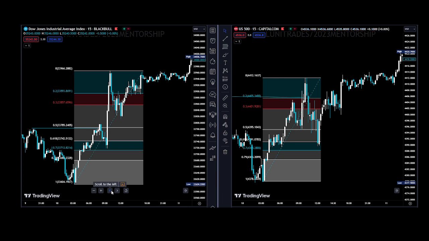So the way to increase your confidence is to find similar objectives on correlating markets. So if you find the same objective, correlating objective, on Dow Jones, that is the same objective you want to get on your US 500 or your NASDAQ, which is the US 100. Then you want to make sure you're also having a correlating objective on the Euro USD to also increase your confidence.